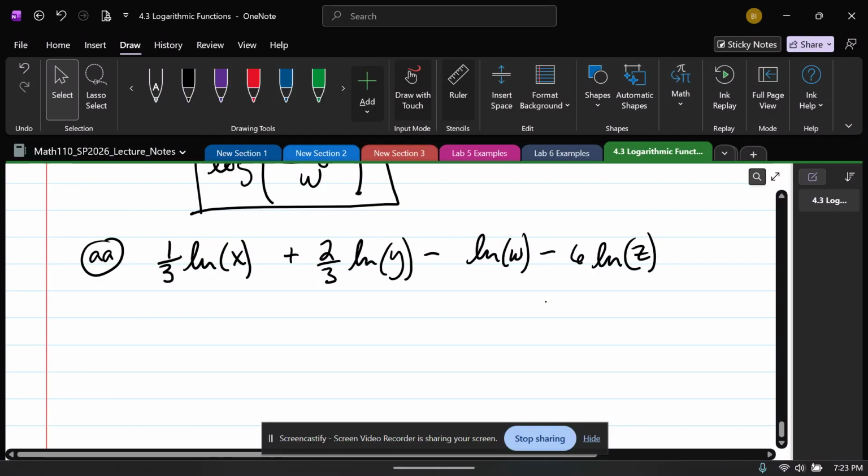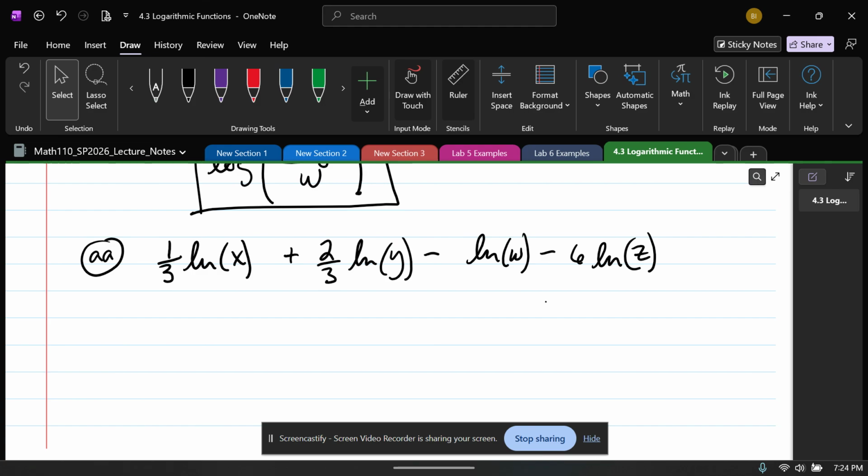This one's got a lot going on. It's got some fractions, it's got some addition, it's got some subtraction, and some regular exponents too that are not fraction exponents. So what do you want to undo first?